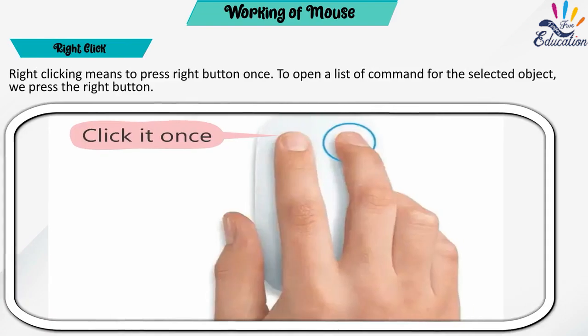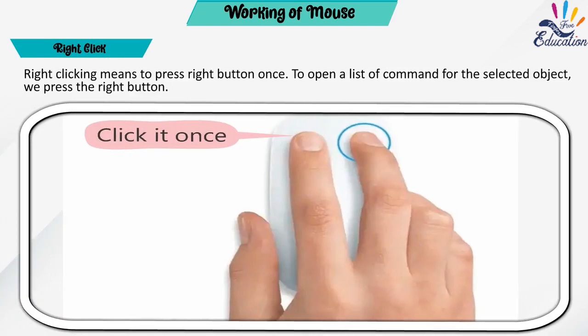Right click. Right clicking means to press the right button once. To open a list of commands for the selected object, we press the right button.